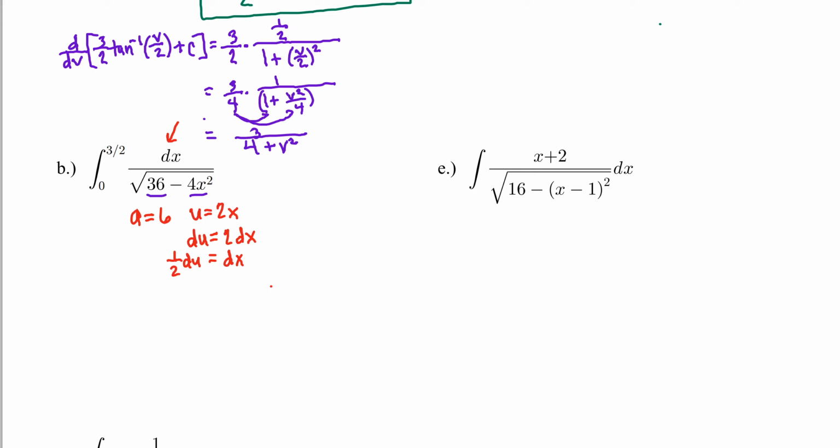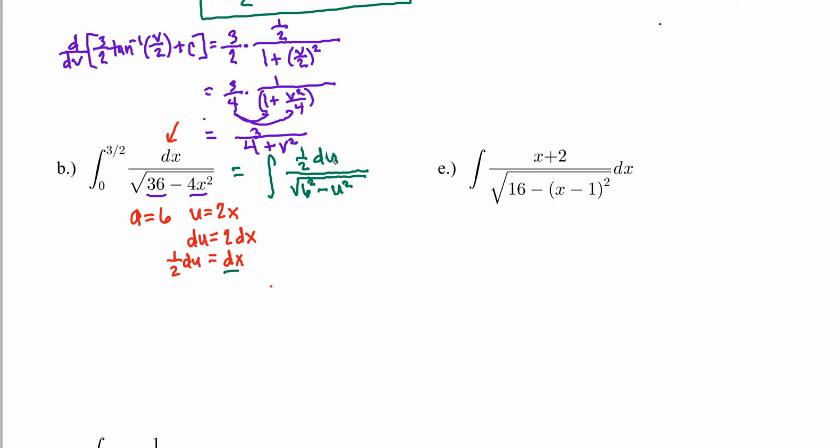So when we rewrite our integral in terms of u, we're going to have an integral, and I'm going to come back and adjust those limits of integration here in a minute. In the denominator, we have 36, that's a squared, or we'll just call it 6 squared, minus 4x squared, which is u squared, and in the top we have a dx. We're going to replace the dx with 1/2 du.